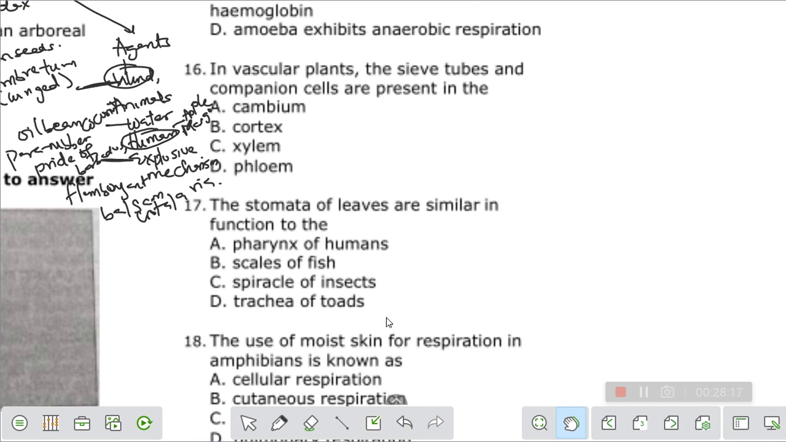Oh yeah, the sieve tubes and the companion cells. Where are they present? So you're able to say that. So vascular plants, what do we mean by vascular plants? Plants that have xylem and phloem. We have vascular plants and non-vascular plants. So you need to know that too.